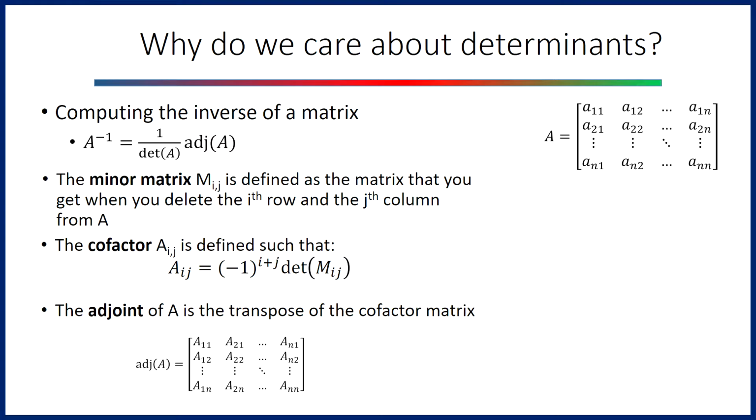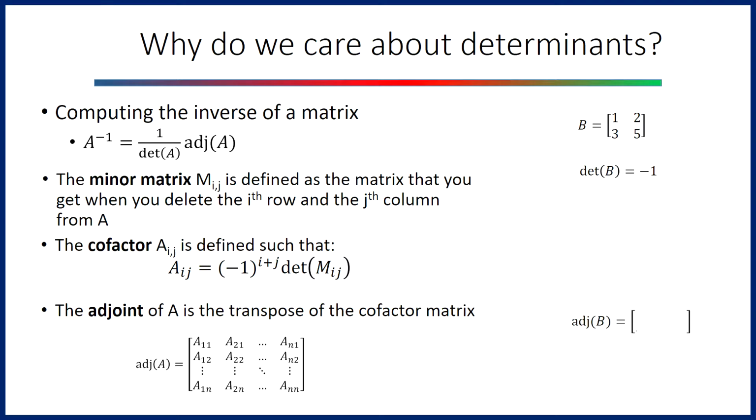Let's give this a try for a 2x2 matrix first, because it's actually really easy for a 2x2 matrix. We'll try to find the inverse of the matrix 1, 2, 3, 5. First, we'll compute the determinant, which is equal to 1 times 5 minus 2 times 3, so it is equal to -1. Next, we need to compute the adjoint of B. The element in the top left of the adjoint matrix should be the cofactor B11, so the cofactor of the top left element. So we look at that element, delete the first row and the first column, and we're left with a matrix of just 5.